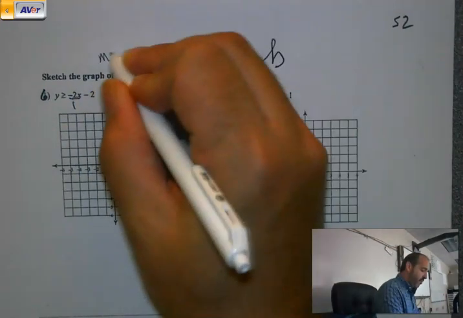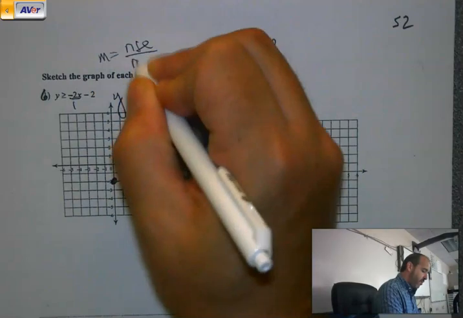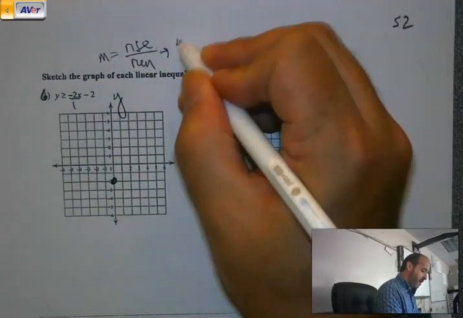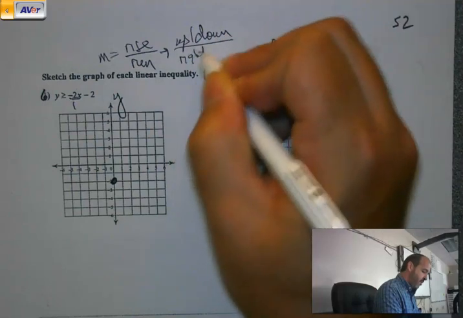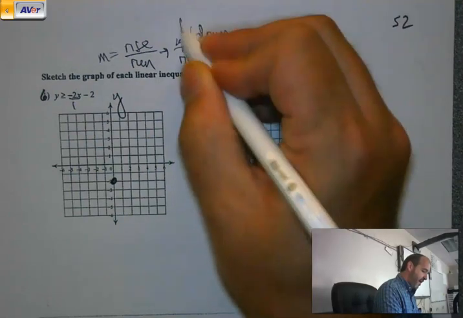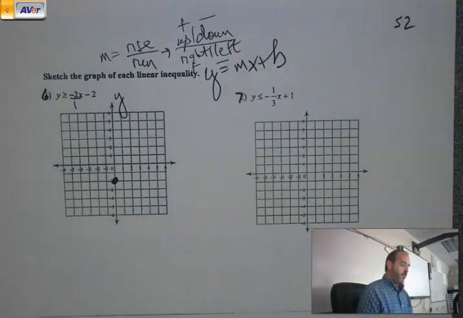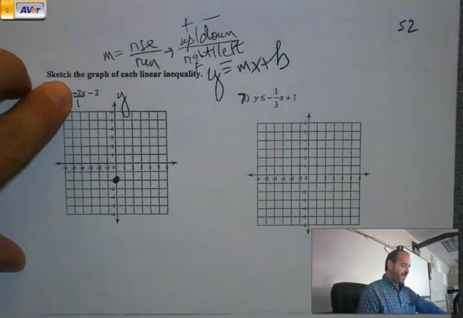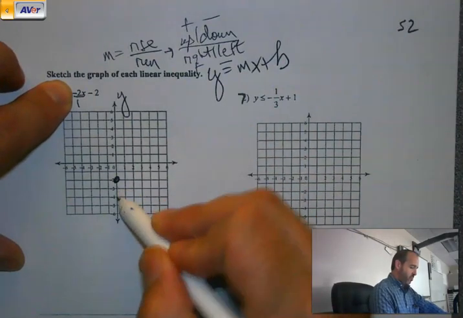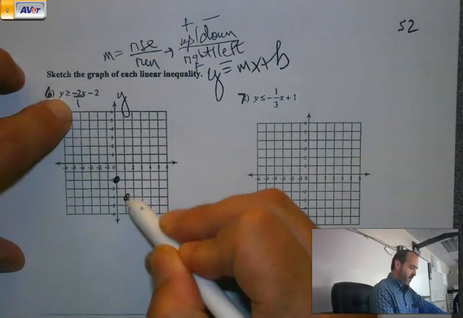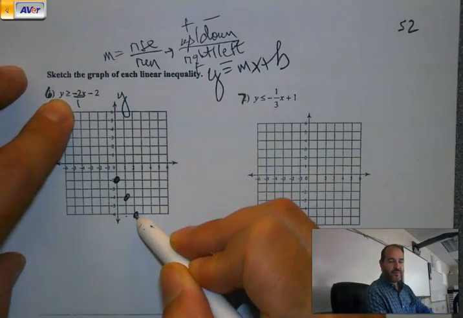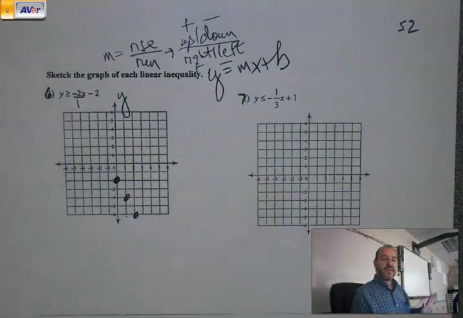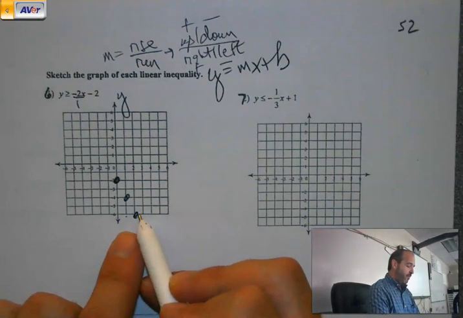So when we have slope, rise over run, up or down, over right or left. So I'm like, okay, so that's negative 2, so that'd be down 2 and right 1. Down 2 and right 1. You're like, how many dots do I have to make? We prefer a minimum of 3, but I prefer actually more so we can be accurate. You're like, well, I ran out of room.